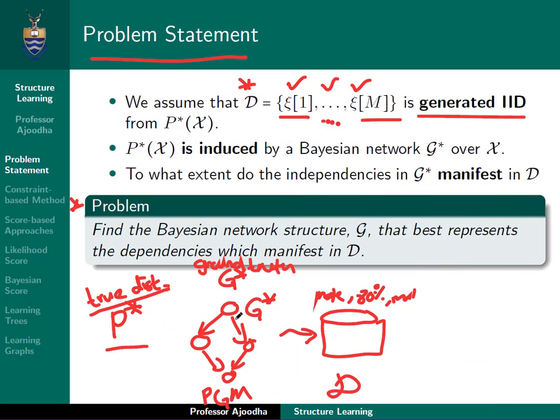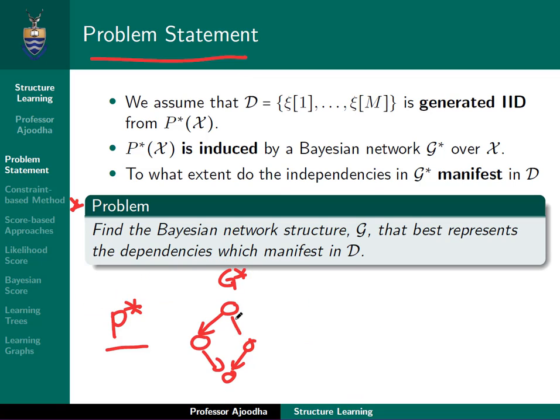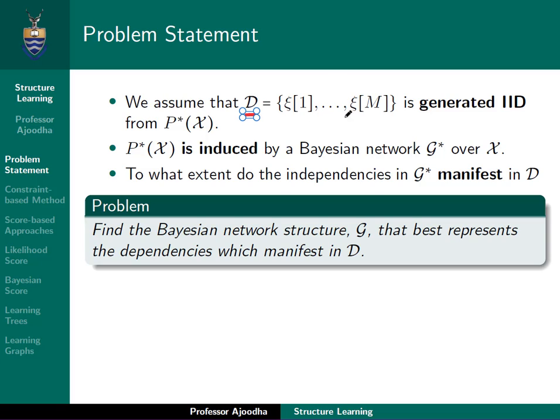So I'm just going to delete all of this so we can see what I've written here. As I said before, we assume that the data is D, and it's of this form. It's identically and independently distributed from our true distribution P star of x. And as I've said before, P star of x is induced by a Bayesian network, G star, over all of the variables of x. So all the variables of x that were in the true distribution are now represented inside the graph structure of the graphical model.